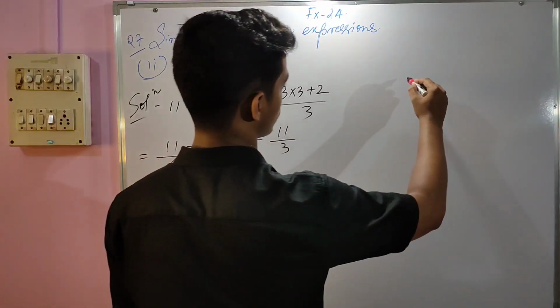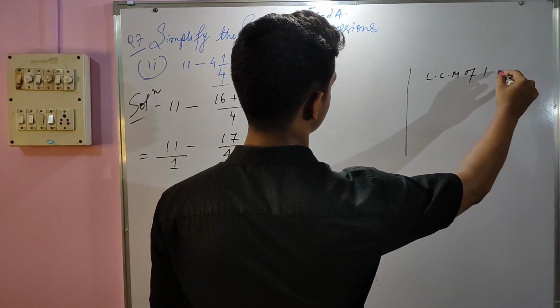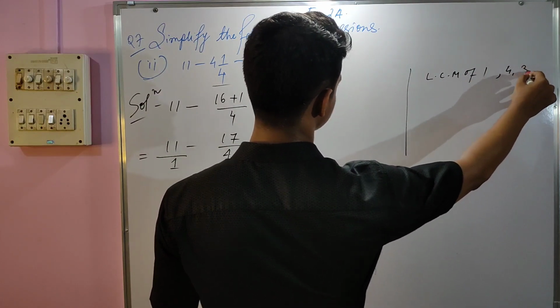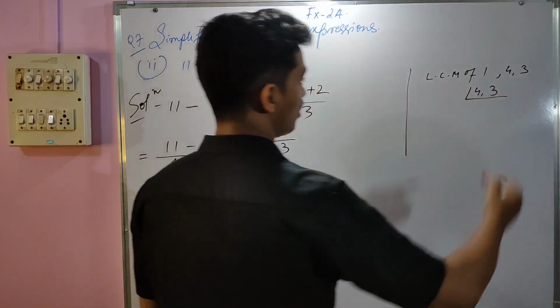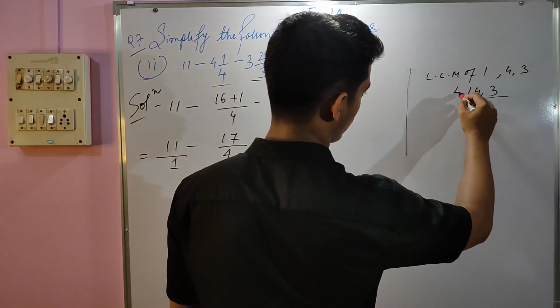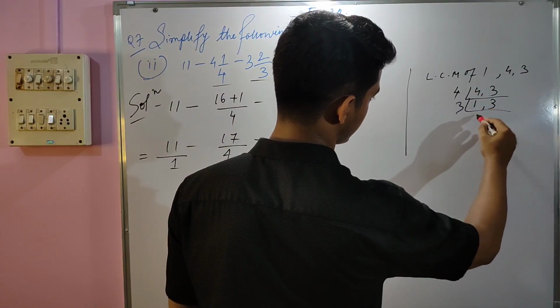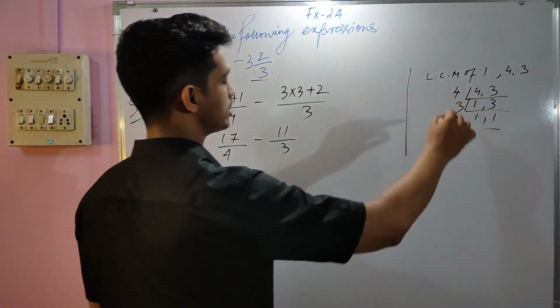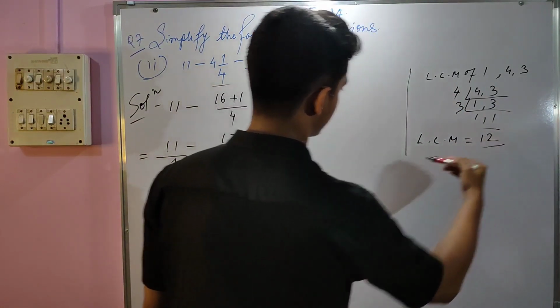LCM of 1, 4 and 3. What we have to do? We have to simply calculate for 4 and 3 because 1 will not create any problem. So 4, 1, 3, 1, 1, right? So 4 into 3 is 12. So the LCM is 12, right?